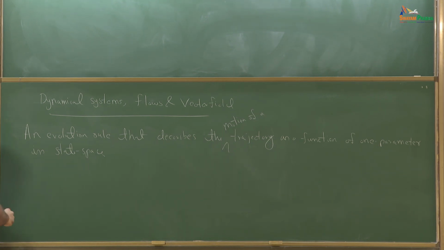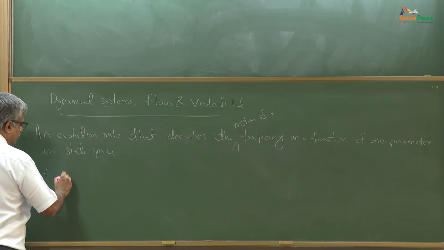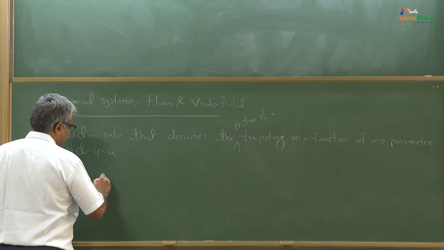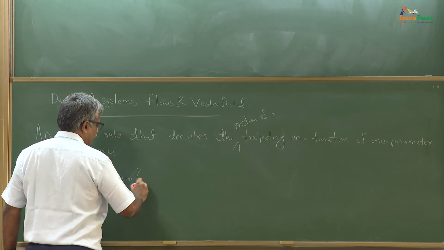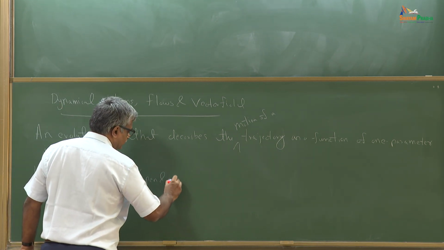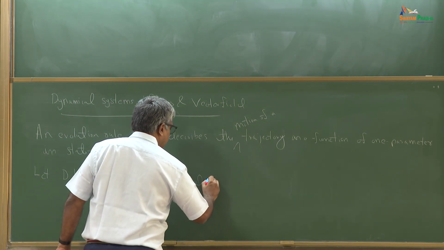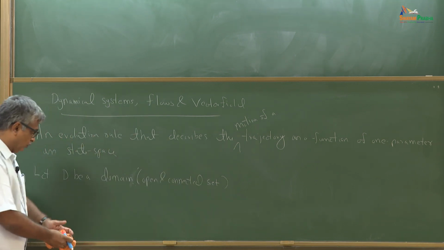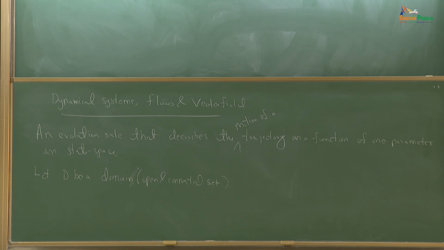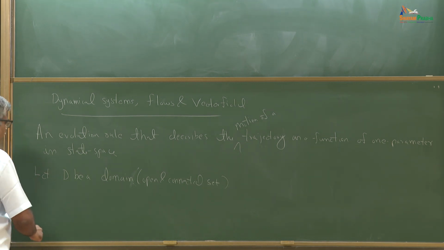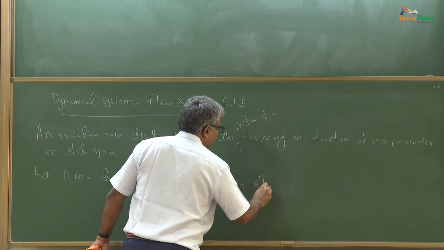So more formally, we need the following. Let D be some domain. Domain means open and connected set. If you are not familiar with this, don't worry too much about this. Open, we have seen open ball. Connected means it's in one piece, okay? And yeah, let D be a domain in Rn, okay?